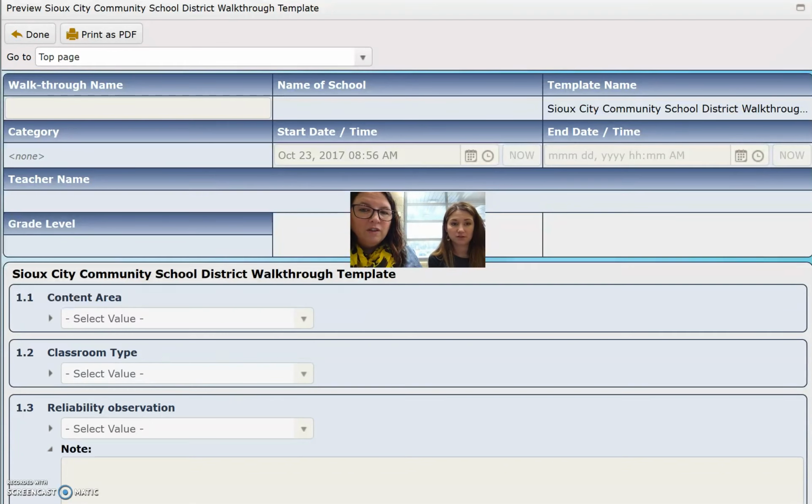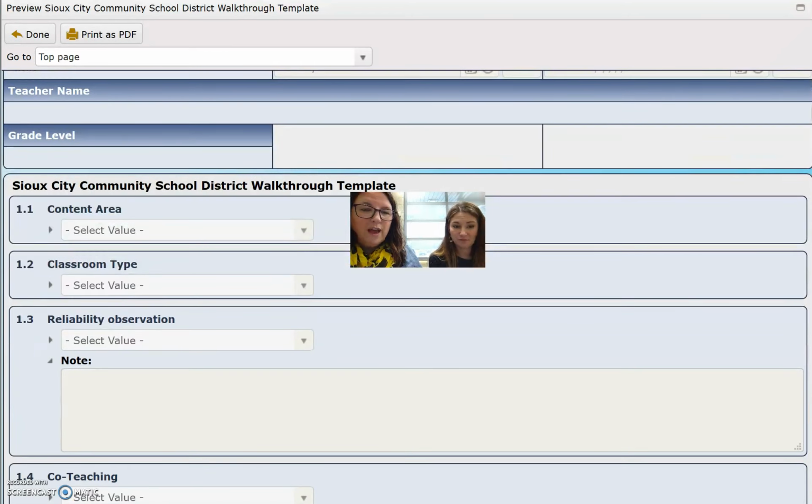We are focusing on the literacy block at the elementary level. So people will be completing sections 1, 5, 6, and 7. There's a whole middle section of this walkthrough tool that focuses on instruction and engagement and objectives, and we will not be focusing on that right now.